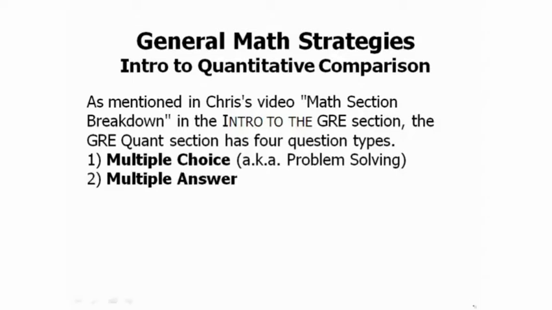Multiple answer, this is a little bit different. It's like multiple choice. They give you choices, but you are allowed to pick more than one answer if more than one answer is okay. And typically there are a few more choices. Instead of 5, there might be 6, 7, or 8, something like that. You have to pick all the answers that work for the particular question.